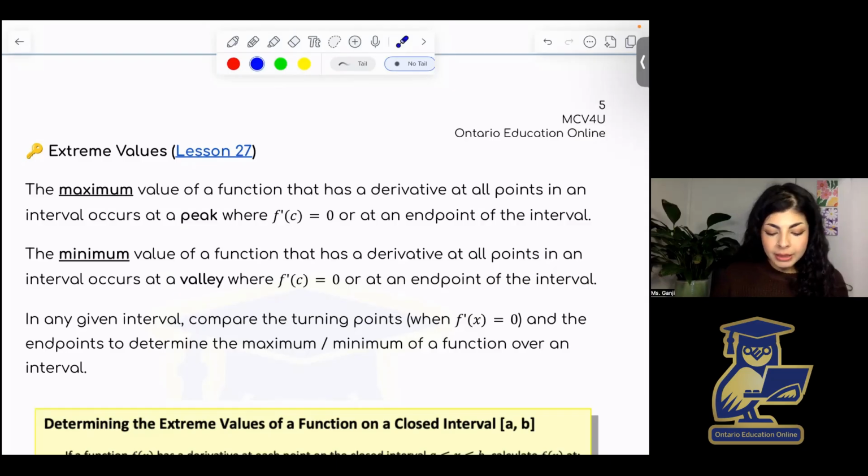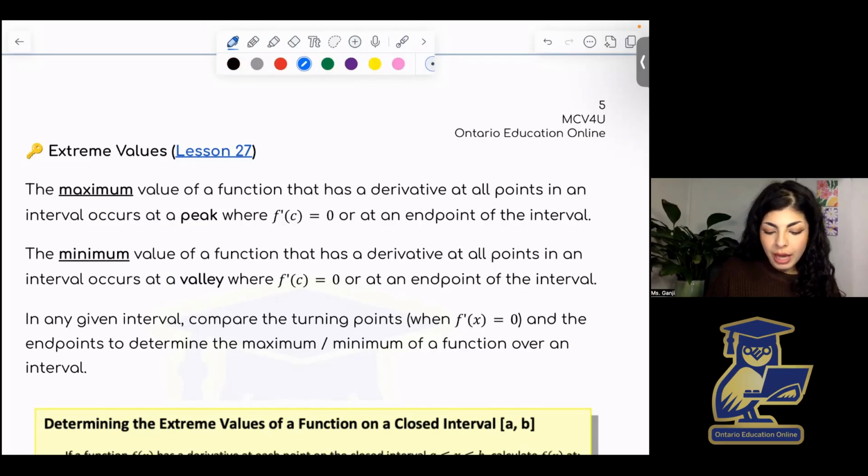So, a maximum value of a function: we have to have that the derivative exists for these functions. Specifically, we look at intervals. The derivative might not be defined for the whole function, but we look at it for a specific interval. If the derivative is defined at all of those points, then we can try to find the maximum. And the maximum could be at one of the peaks.